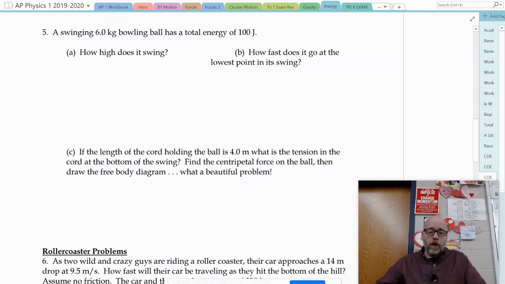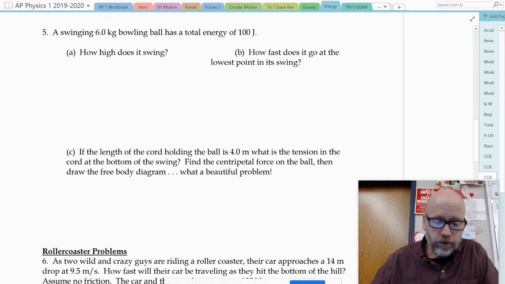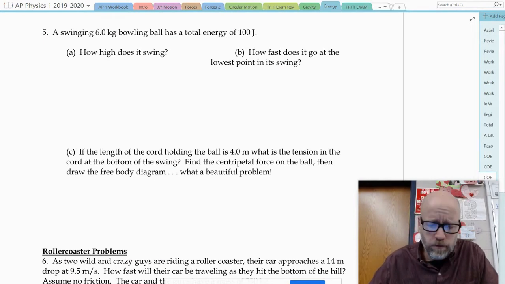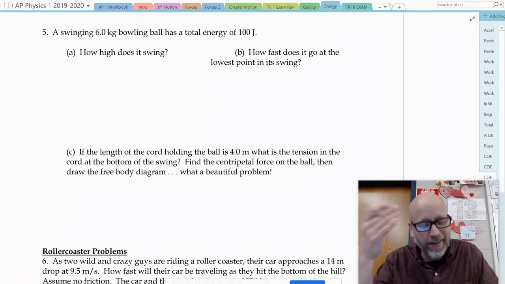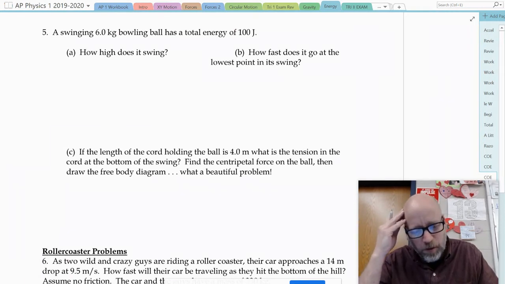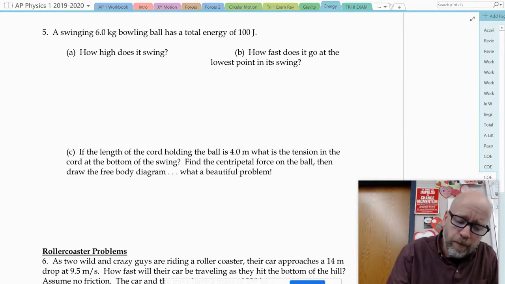A swinging bowling ball has a total energy of 100 joules. How high does it swing? Oh wait, I can figure it out. It's like a question, then I answer. How fast does it go at the bottom or lowest point in its swing? All right, let's do that.